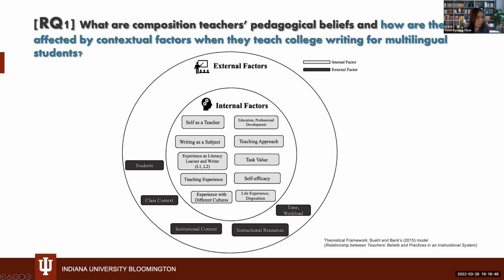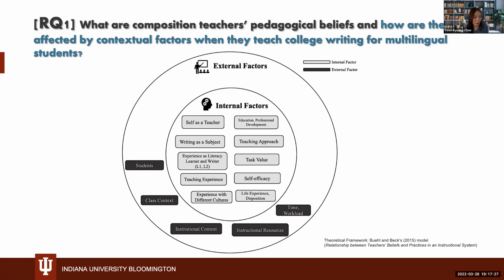So for instance, if you look at this figure, these are my teacher participants' internal and external factors in their instructional context, which is providing feedback to a student, right? Each of these factors can also be applicable to any instruction system, because I borrowed this theoretical framework from Bill and Beck's model, which is titled Relationship Between Teachers' Belief and Practices in an Instructional System.